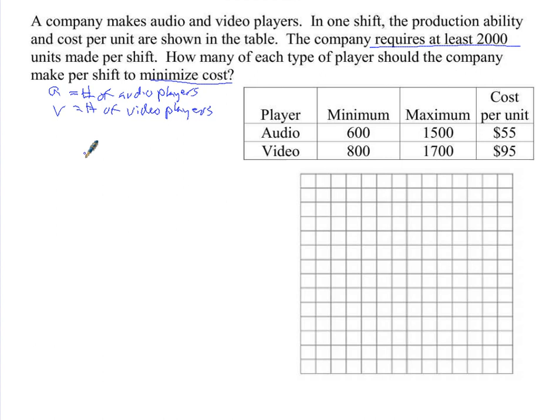The hard part of the problem is now over. The rest is easy. All right, well, let's start coming up with some constraints now. The company requires at least 2,000 units made per shift. We could probably start there.